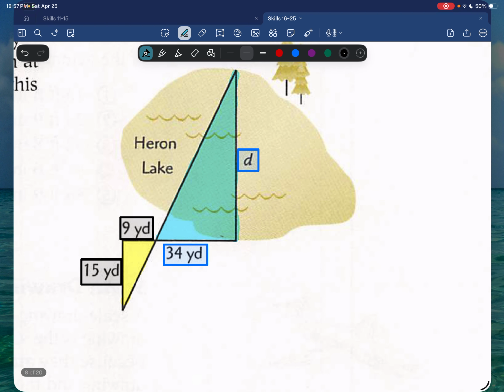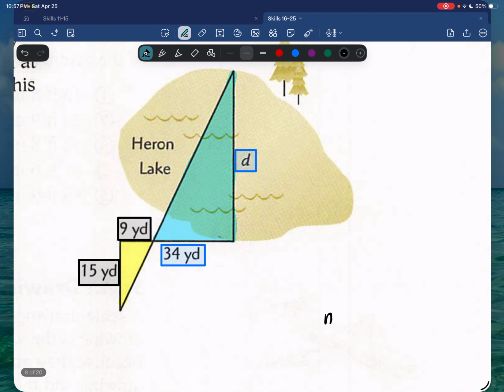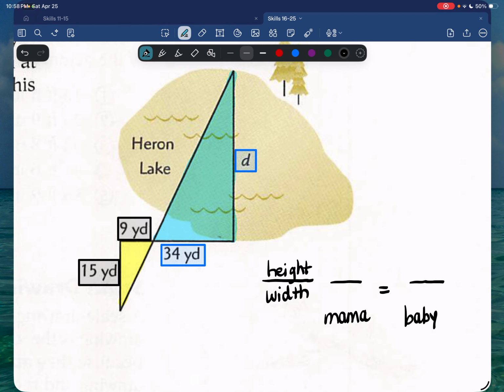So to set this one up, if you use my method, you're going to need a space for the mama and the baby. And we're going to make a proportion out of those. So we want 2 equal fractions. And then we're going to put mama's height and mama's width. And then baby's height and baby's width.